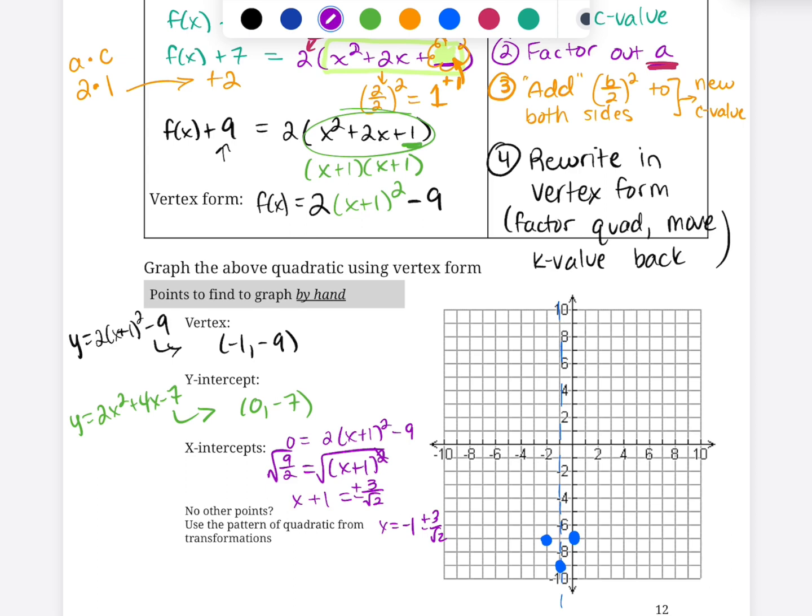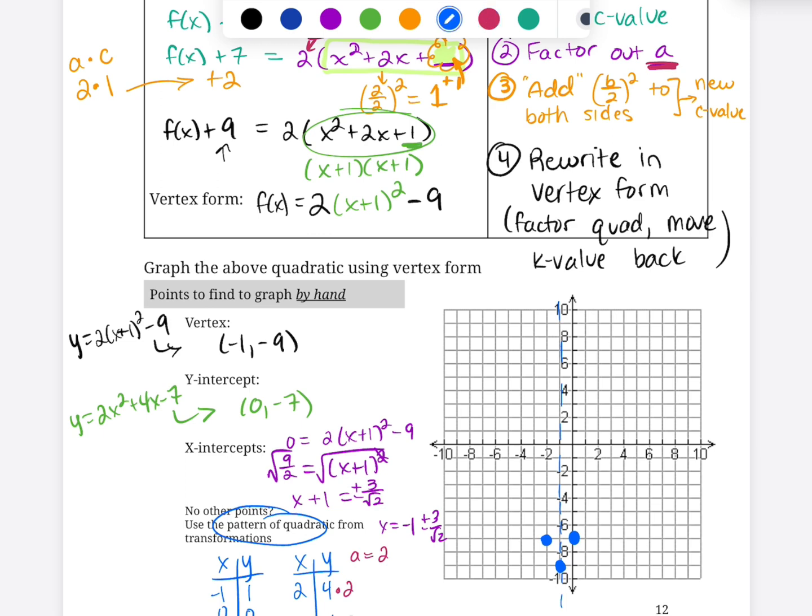I do not know exactly where those numbers are. I could approximate them, but let's see if we can find some other points using the pattern of quadratics. So if the normal pattern away from our vertex is that if I go left 1, I go right 1, and if I go right 1, I go up 1. What about if I went to 2? That'd be 4, -2, that'd be 4 units up. So because my a value equals 2, I would multiply all those heights by 2.